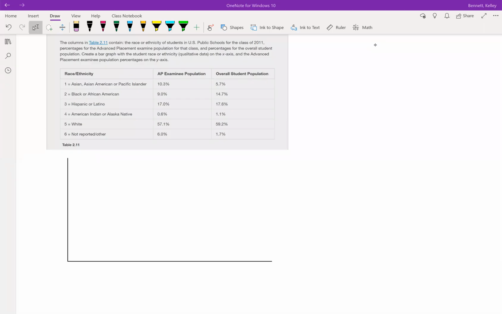All right, so we have our axis set up, and we know that we're going to do student population on the left. Again, I had choices. I could have done the AP examinee population. I chose to do overall student population. It doesn't really matter. So we have student population here.